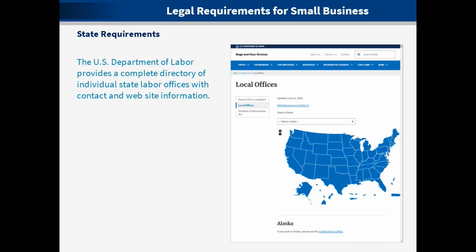Labor laws vary by state. You need to determine which local laws apply to your business. The U.S. Department of Labor provides a complete directory of individual state labor offices with contact and website information.